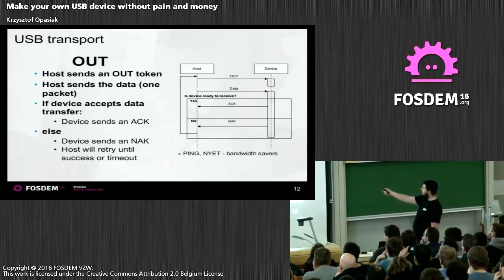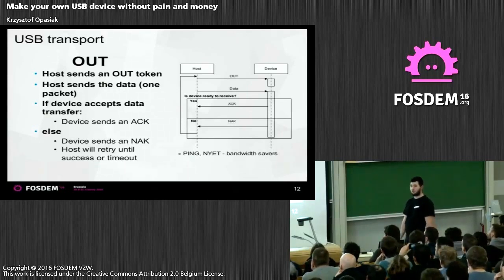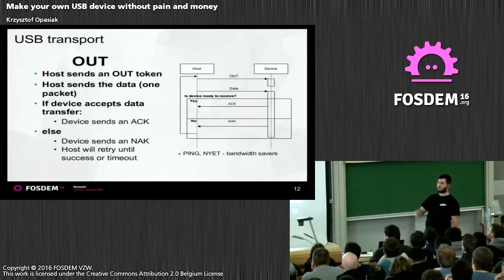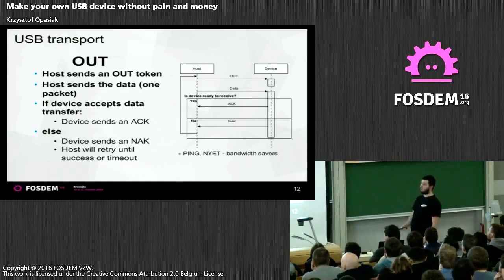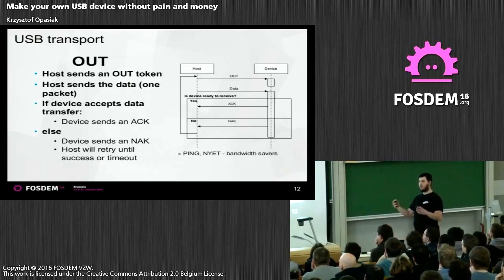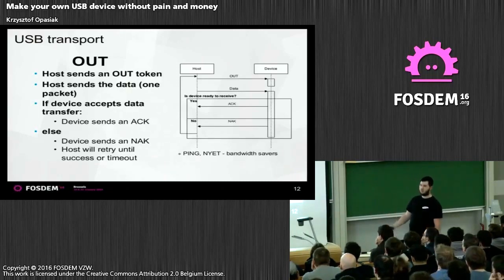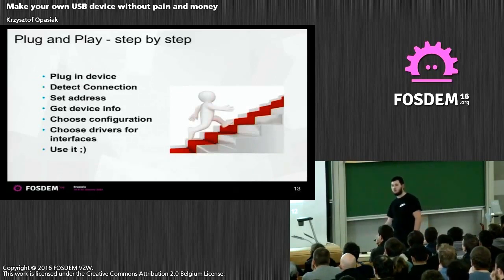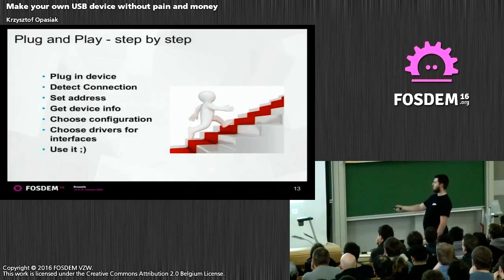This is not a good solution, isn't it? Because transferring a token is cheap. A token is, for example, 2 bytes, or maybe 1 byte, depends. So this is the token. This is very, very short. And this is, for example, 500 tokens. So it's quite large. So to save the bandwidth on the USB bus, high-speed USB uses PING and NYET for the OUT operation, to not send this data many, many times when the device is not ready. So it's kind of bandwidth saving.